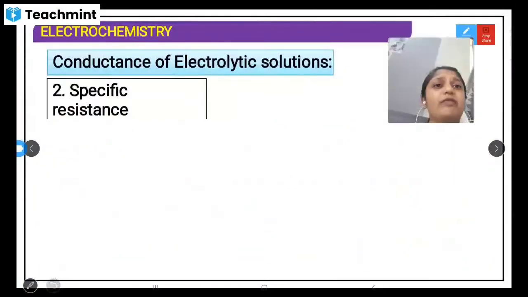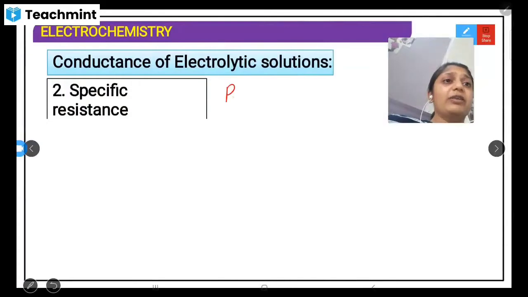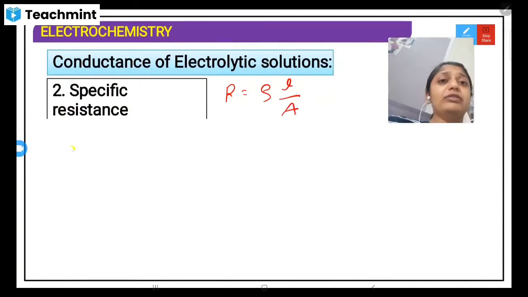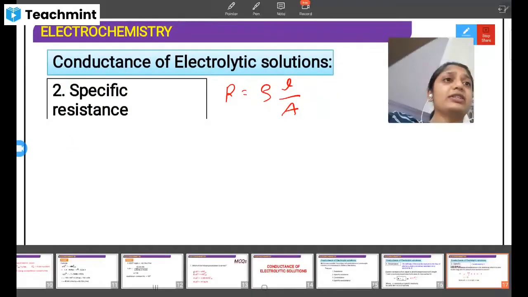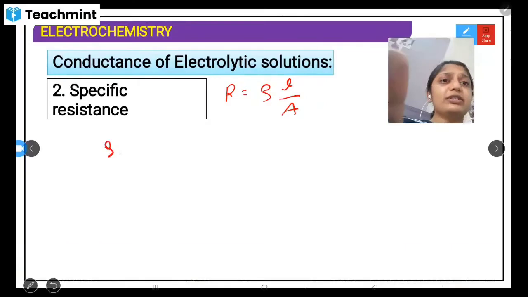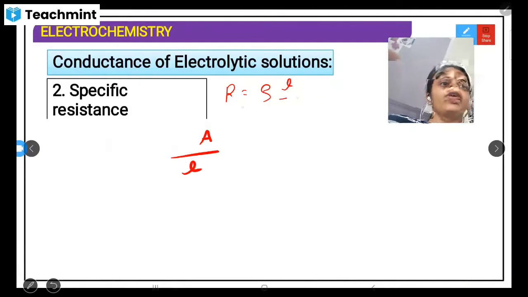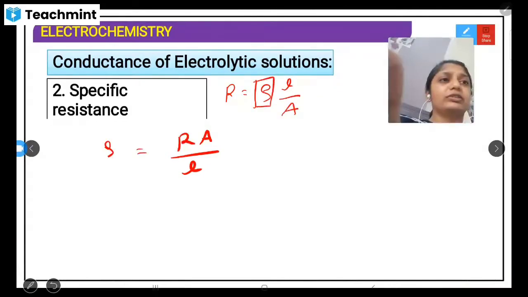Students, now we are going to learn about the specific resistance. In the above formula, we have derived this. So from this equation, we can derive the formula of specific resistance rho. So rho is equal to R, we take this side, and L comes down, then we have the formula of rho. Understood?